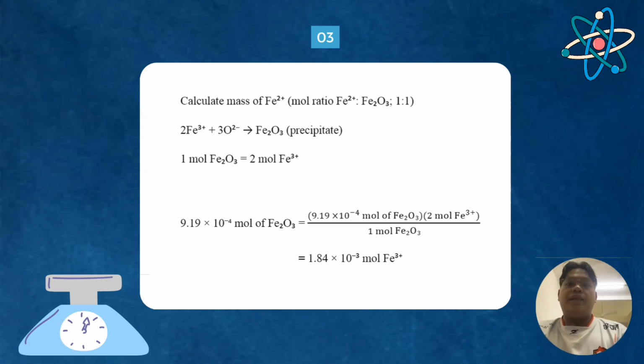We can calculate the mass of iron, which is Fe2+. So this is the half equation for the precipitate. So we know that 1 mole of Fe2O3 is equal to 2 mole of Fe3+. So we can calculate that 9.19 × 10^-4 is the same as 9.19 × 10^-4 times 2. So we can get the mass of the Fe3+ is 1.84 × 10^-3.